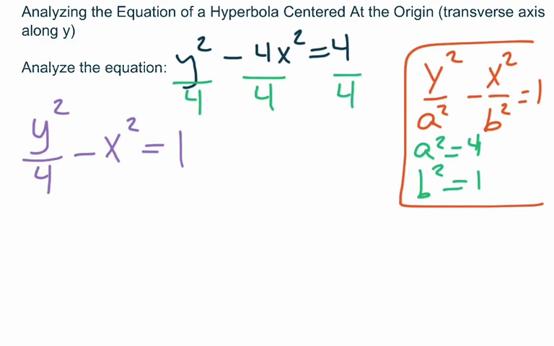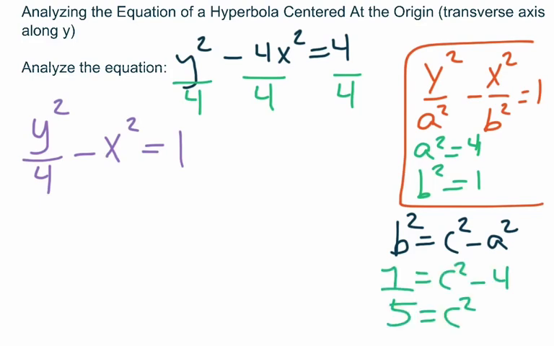We can find c squared using the equation b squared equals c squared minus a squared. This gives us 1 equals c squared minus 4. Adding 4 to both sides gives us 5 equals c squared. This means that c equals plus or minus the square root of 5.